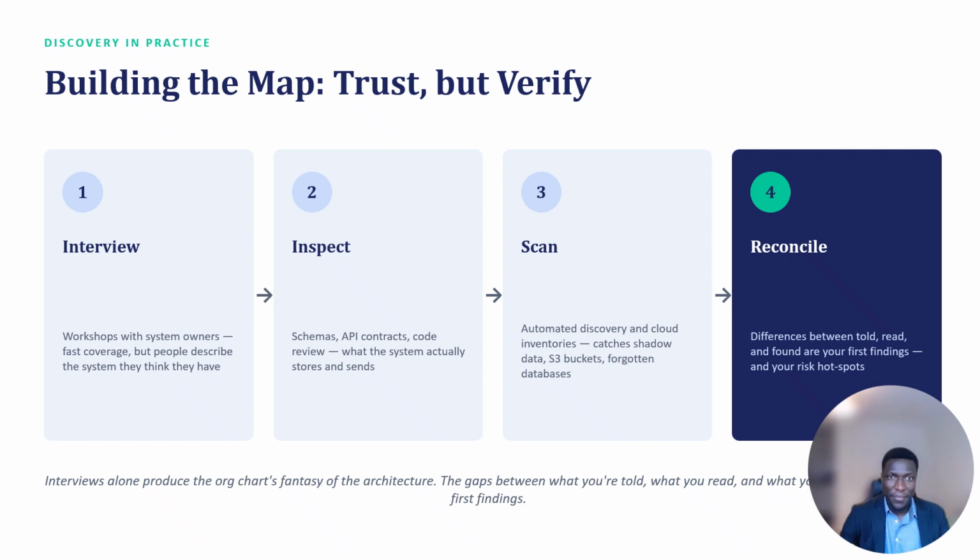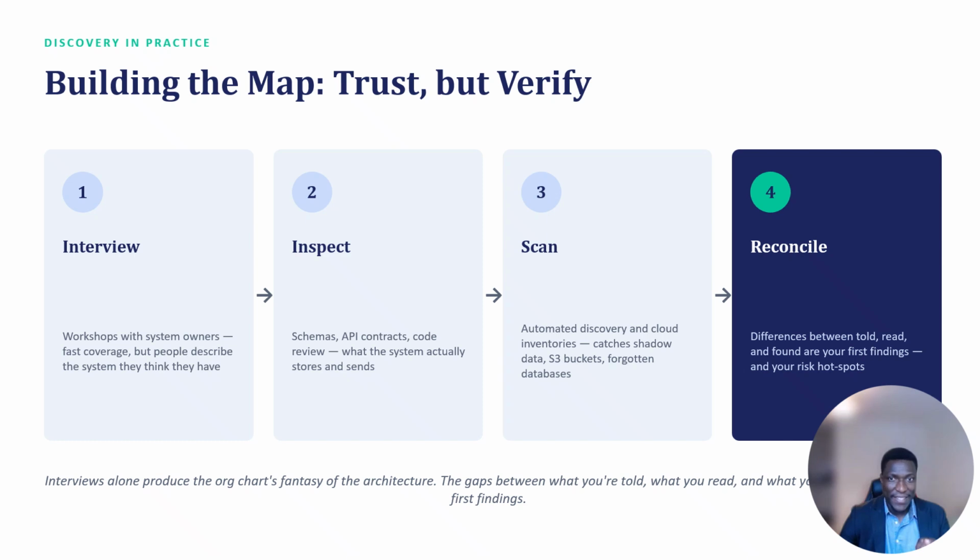Building the data map. How do you actually build the map? Three layers of discovery methods, in addition to reconciliation. Number one, interview. It is important to conduct interviews and workshops with system owners so as to quickly understand the data coverage. But it's also important to understand that people mostly describe the system they believe they have.